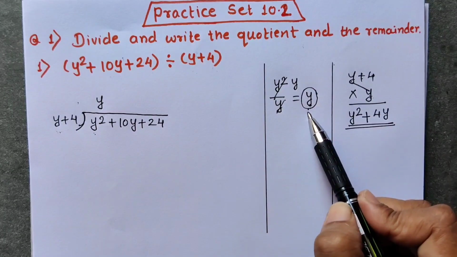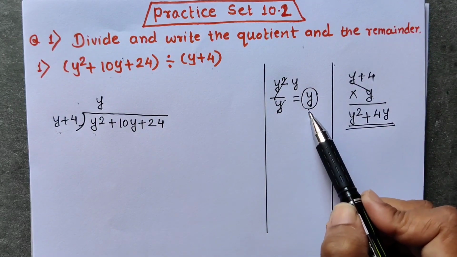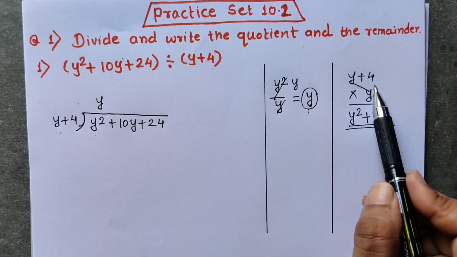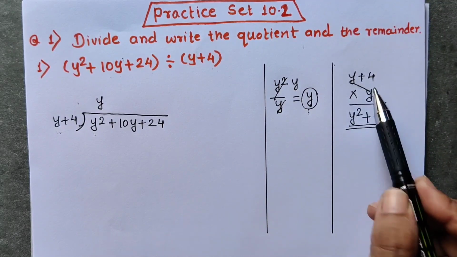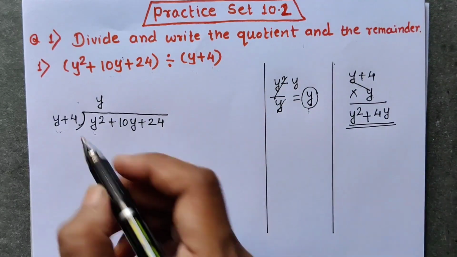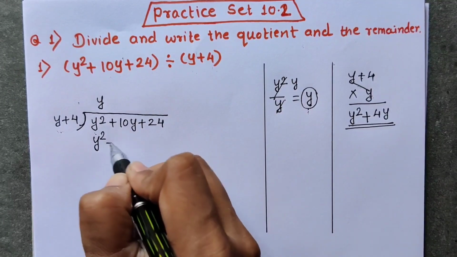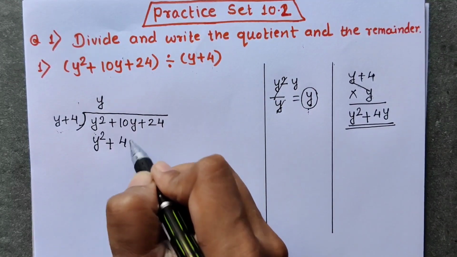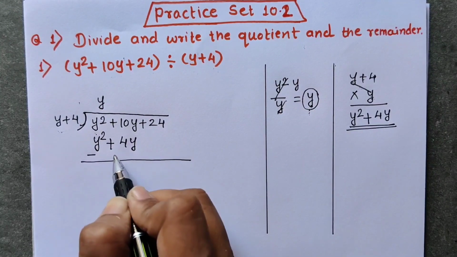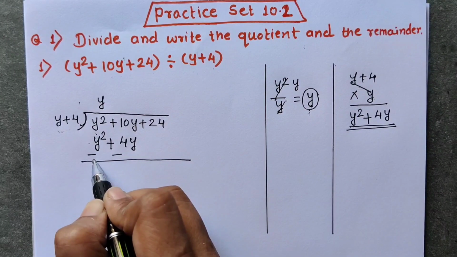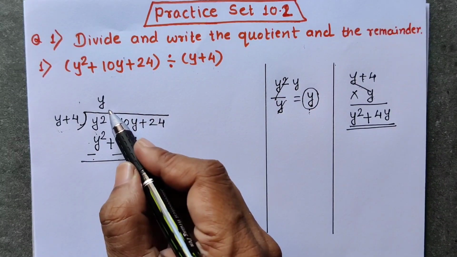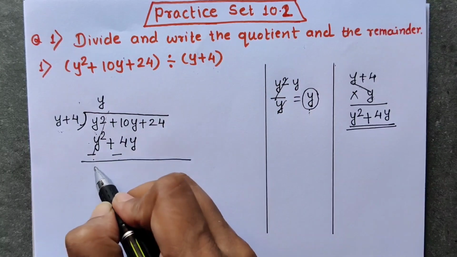In this way we have to get this variable, and by this variable we have to multiply the divisor. So we have got y square plus 4y. This y square plus 4y we write here in the dividend. We change the sign: plus y square becomes minus y square and plus 4y becomes minus 4y. Plus y square minus y square cancel, that means it is 0.